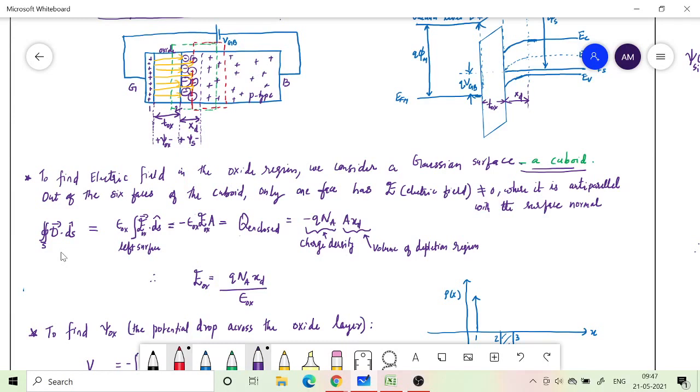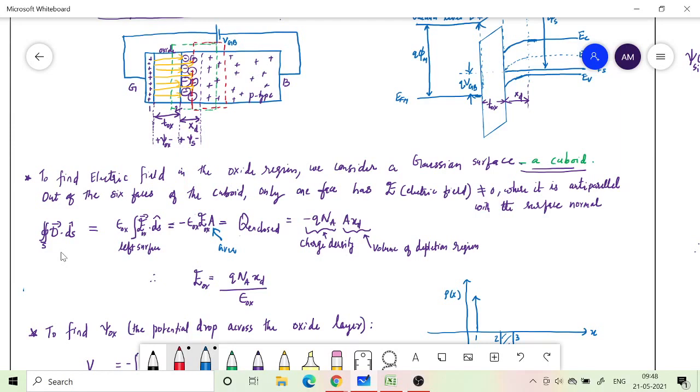So that is basically A. We are taking A as the area of the left surface, which is the same as the area of the right surface. So epsilon ox E ox, where E ox is the constant electric field inside the oxide region, multiplied by A, with a negative sign because they are anti-parallel. So that is basically the charge enclosed in the green volume, the green cuboid.